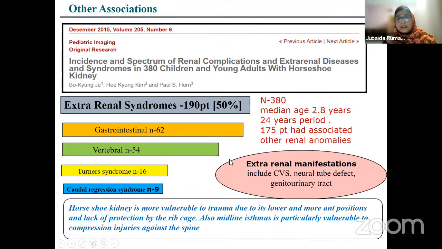And these horseshoe-shaped kidney patients are also vulnerable to trauma due to the kidney's lower or more anterior position and lack of protection by the rib cage. Also, the midline isthmus is particularly vulnerable to compression injury as it lies against the spine.